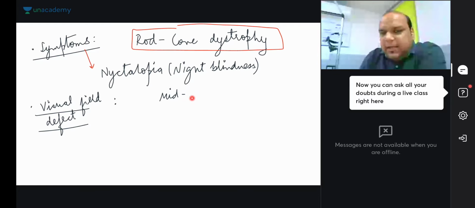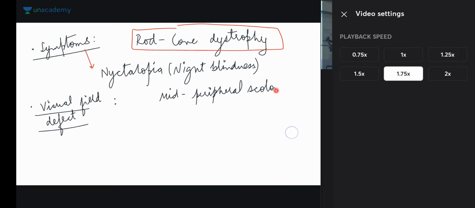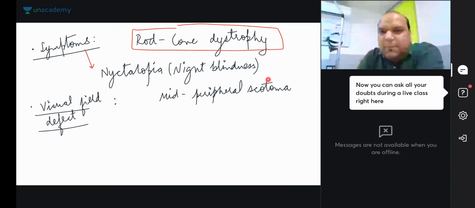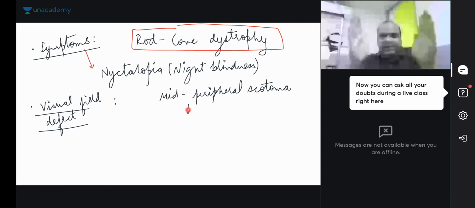So first we have mid-peripheral scotomas. Mid-peripheral, not absolute periphery. Then these mid-peripheral scotomas will keep on becoming larger. Right now the patient is telling me, sir, here I can see, all this center I can see, but I can't see this periphery.